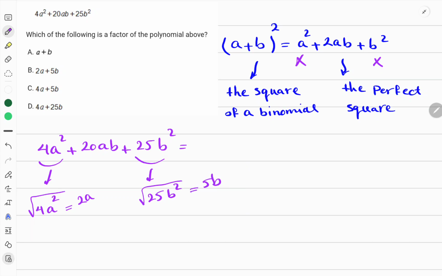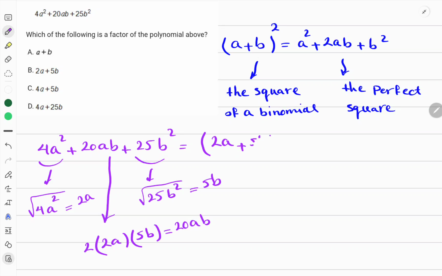And the next step is to check if 20ab is 2 times the product of a and b. So 2 times the product of the first and second term: 2 times 2, 4, times 5 is 20. ab, which is 20ab, completely correct. So the first term is 2a, the second term is 5b, raised to the power 2.